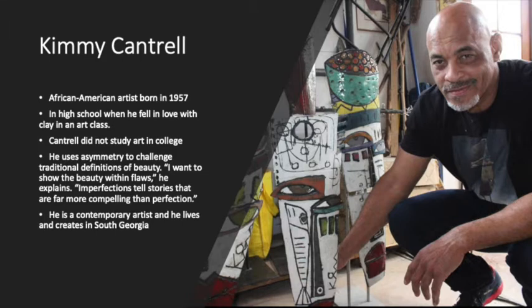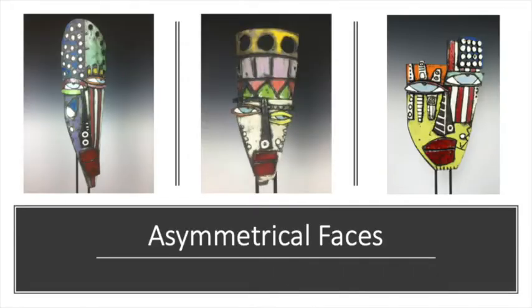So you may be saying, asymmetrical, what does that mean? Well, he creates these asymmetrical faces. A lot of his work are these faces or almost like masks. Our faces are pretty symmetrical. What happens on one side usually happens on the other. Now in Cantrell's faces, the left side and the right side do not match.